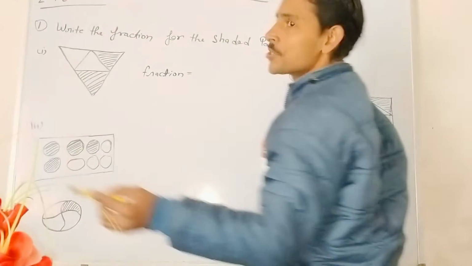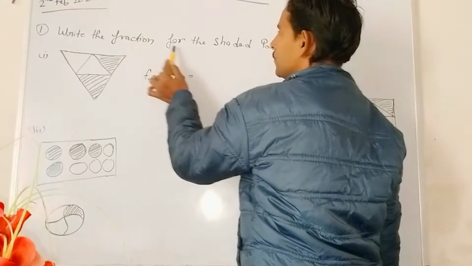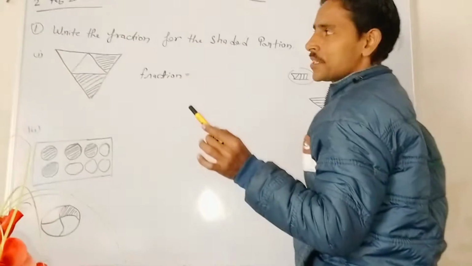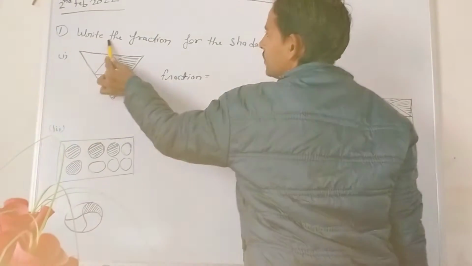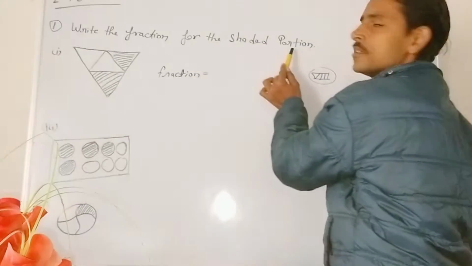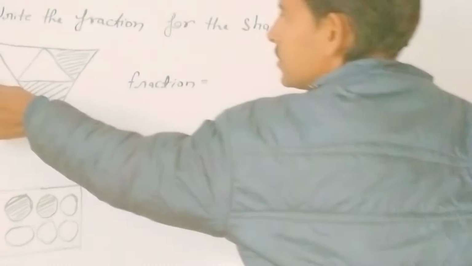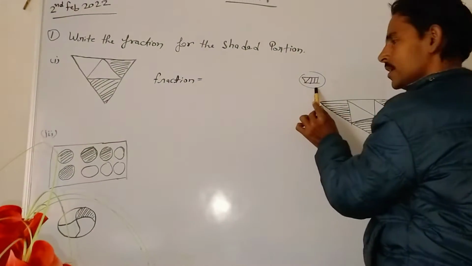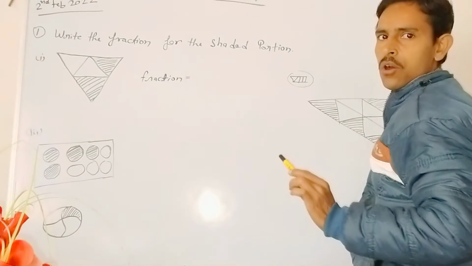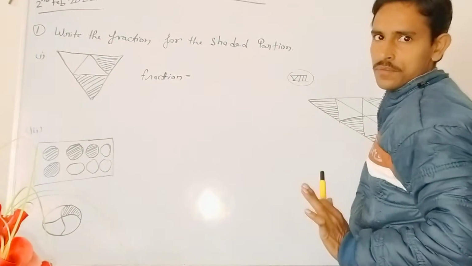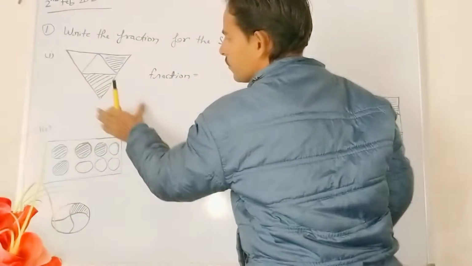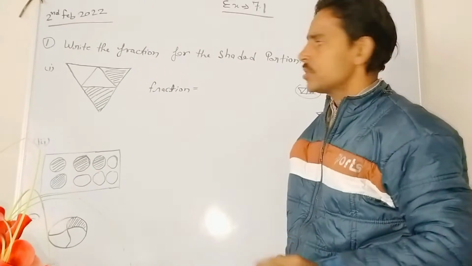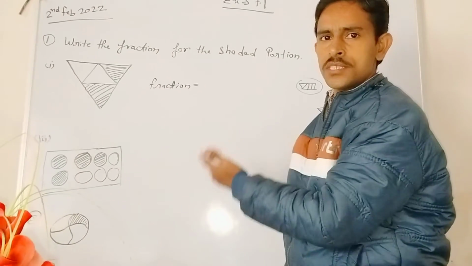Today I am going to start another question of exercise 7.1 from the CBSE board book, class 6. The question is: write the fraction for the shaded portion. Again, I am reading: write the fraction for the shaded portion. This is question number 1, and after that question number 3, question number 4, and question number 8. All of these sums we have to solve. These sums are very easy for all of the students. All of you can solve very easily because the process of solving this sum is very easy.